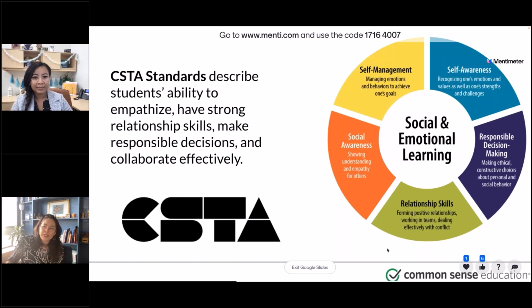I'll give you these slides at the end, but this is hyperlinked to the CSTA standards. If you've never seen the computer science teaching standards, this is a great place to start. If you're already familiar with it, right? So this is a hyperlink in the slide. And then over here, I've also hyperlinked the CASEL standards, right? What is CASEL? The Collaborative for Academic, Social, and Emotional Learning. That is what CASEL stands for.